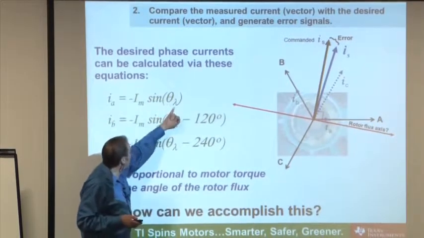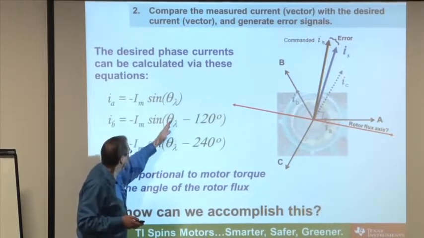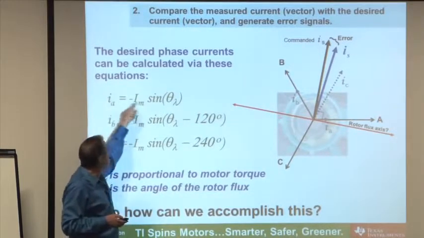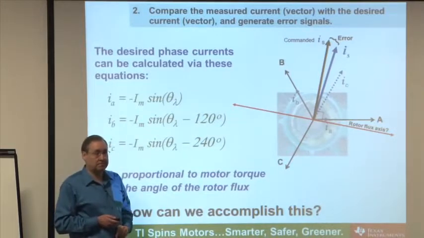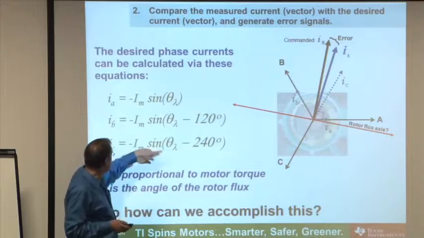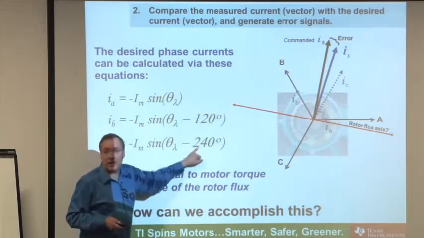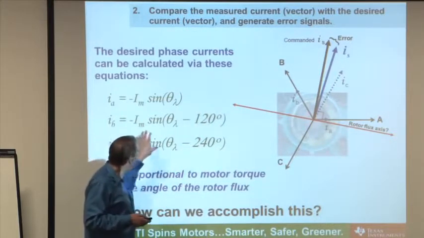If I know the angle of my rotor flux, and that's what the theta sub lambda right here actually represents, this right here defines what the commanded value should be in the time domain for each one of those currents. So as the motor is spinning and that angle is changing, I'm generating essentially sine waves on phase A, B, and C that are phase synchronized to the angle of the rotor flux. So how can I do that?